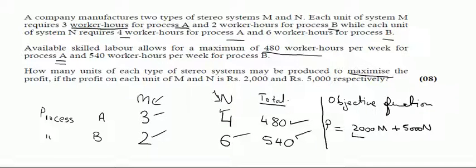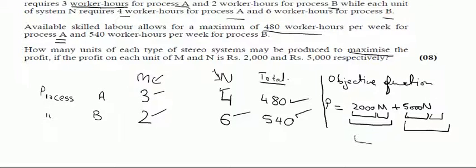1 unit of M gives us a profit of 2000, multiplied by units of M will calculate the total profit from product M. Likewise, 1 unit of N gives us a profit of 5000. If we produce N units of N, we will get a total profit of 5000 into N, and adding both of them together will give us the company's entire profit or total profit of the company. So this is called our objective function.